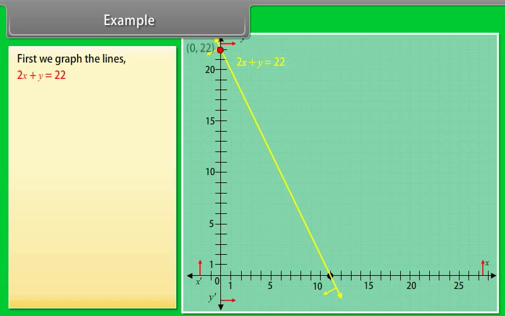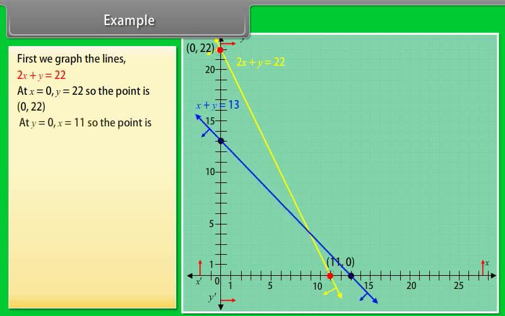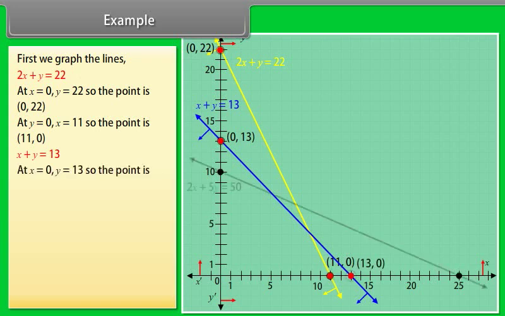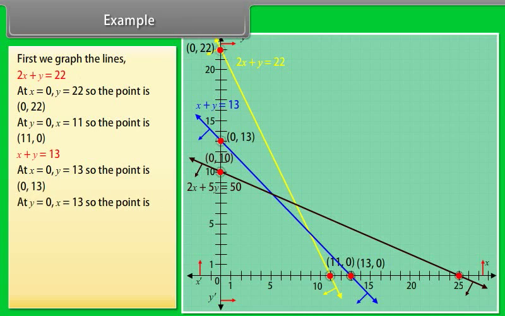2x plus y is equal to 22. At x is equal to 0, y is equal to 22. So, the point is 0, 22. At y is equal to 0, x is equal to 11. So, that point is 11, 0. x plus y is equal to 13. At x is equal to 0, y is equal to 13. So, the point is 0, 13. At y is equal to 0, x is equal to 13. So, the point is 13, 0.